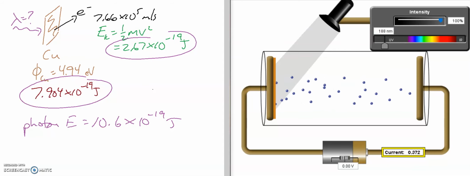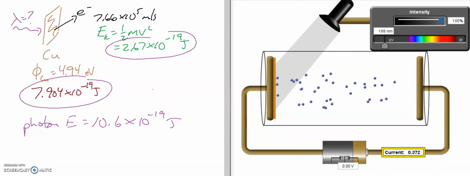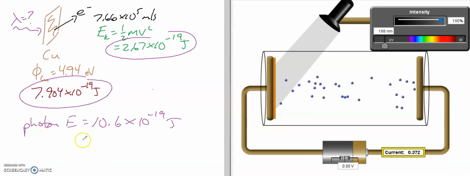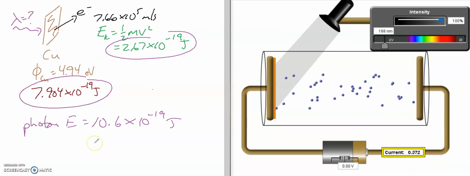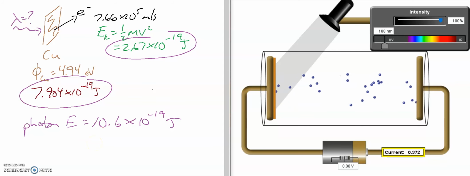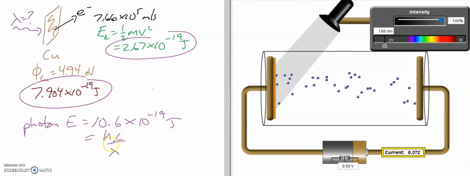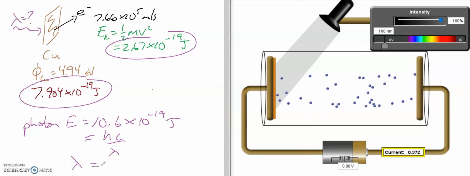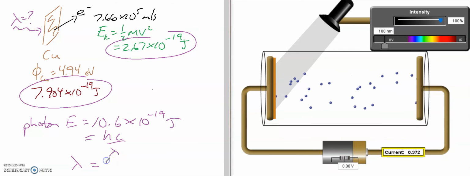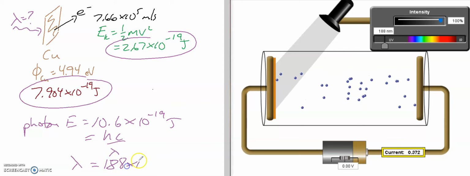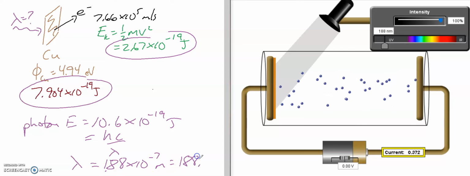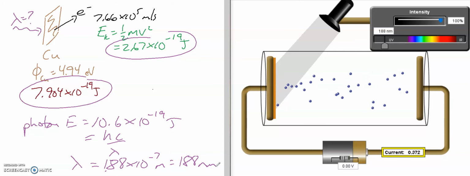Okay. All right, so now that I have that, I can find the wavelength. This is going to be equal to hc over lambda, and we will just have to solve for the lambda. So that'd be hc over lambda. Got the h, got the c, I got the energies. Let's find out the wavelength of the incoming light. That gives me 1.88 times 10 to the negative 7 meters, which of course is 188 nanometers, which is exactly what the actual simulation is showing.